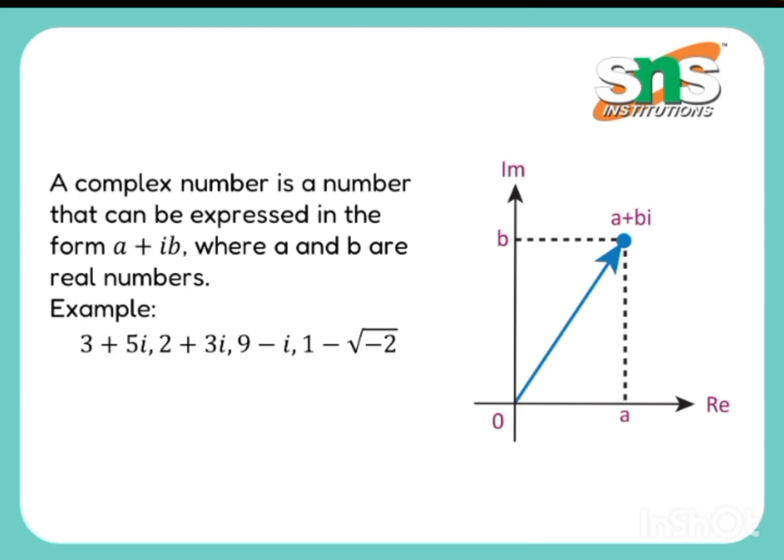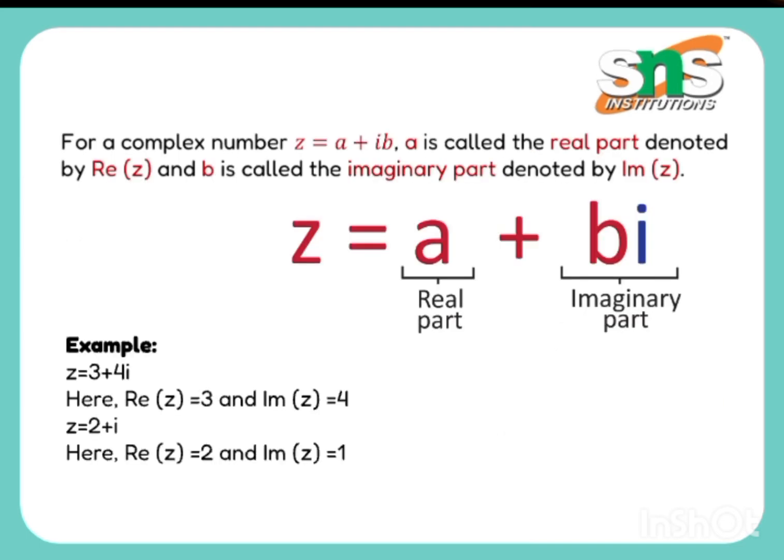A complex number is a number that can be expressed in the form a + ib, where a and b are real numbers. Here, a is called the real part, denoted by Re, and b is called the imaginary part, denoted by Im, that is, z. For example, z = 3 + 4i. Here, the real part is equal to 3 and the imaginary part is equal to 4. And 2 + i. Here, the real part is equal to 2 and the imaginary part is equal to 1.